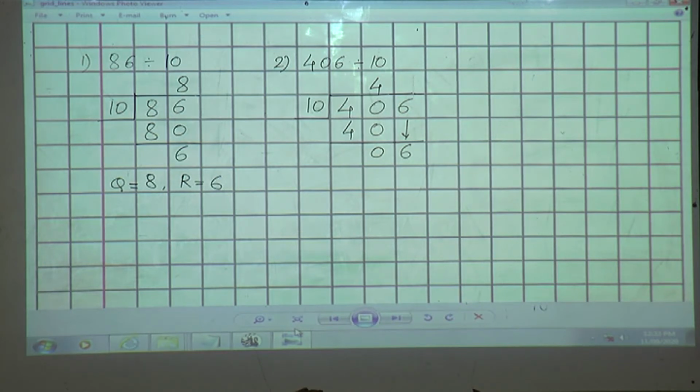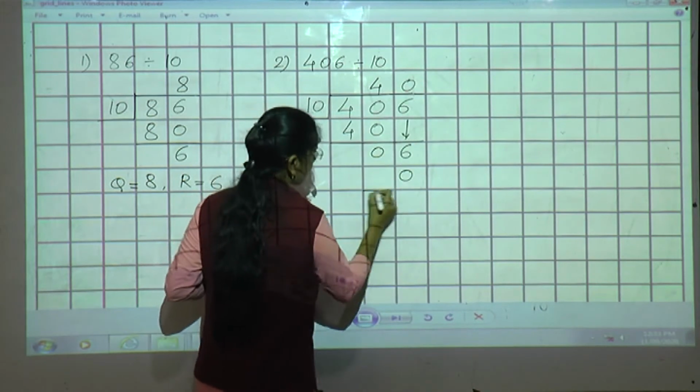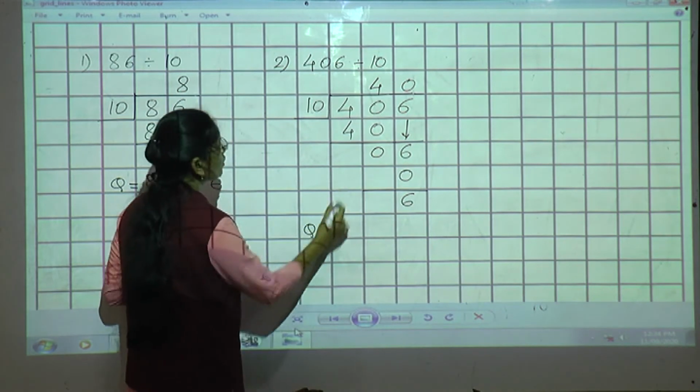So 6 by 10. Can we do 6 by 10? No, we can't do. Then what we will do? Yes, just we will put here 0. Okay, 10 into 0, 0. Then 6 minus 0, 6. So here quotient we got 40.